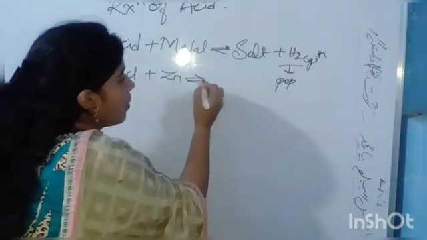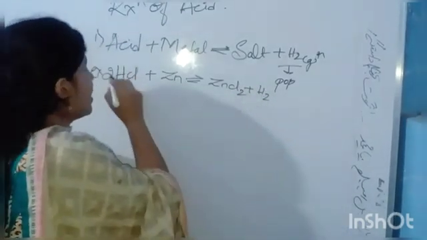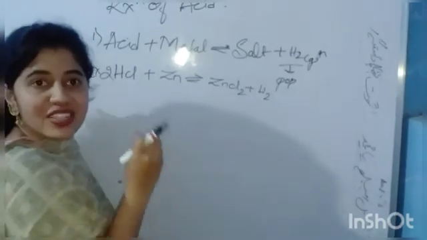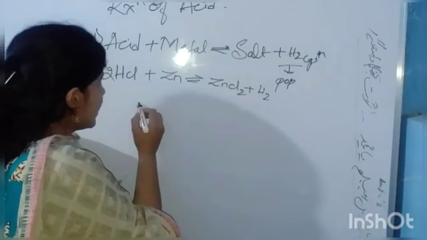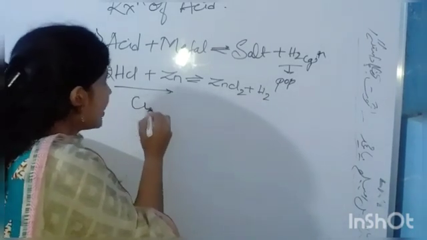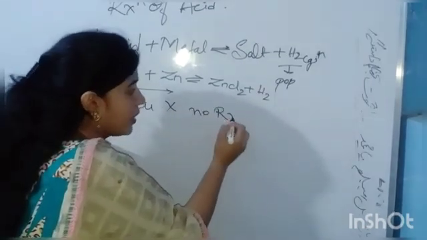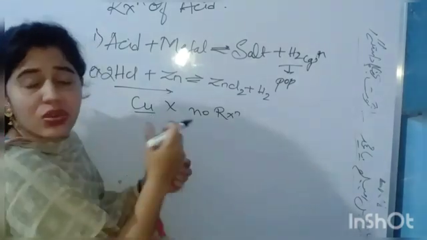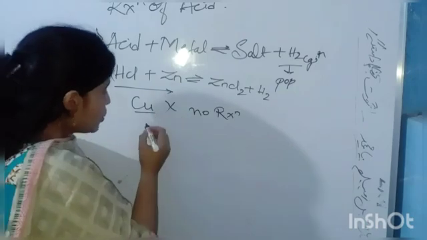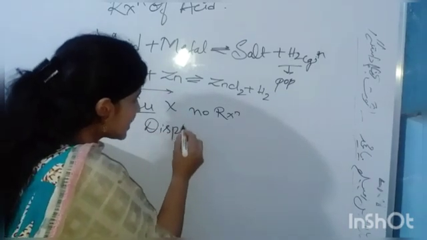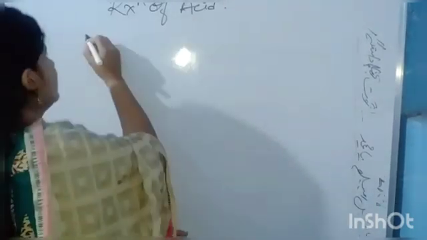Well, an example of this is HCl plus metal zinc. It is going to form ZnCl2 plus H2. To balance the equation, I am placing 2 next to the HCl. If I carry out the same reaction with Cu, it is not going to happen. No reaction. Why? Because in the reactivity series copper is found below hydrogen. And also one more thing: this is a displacement reaction.